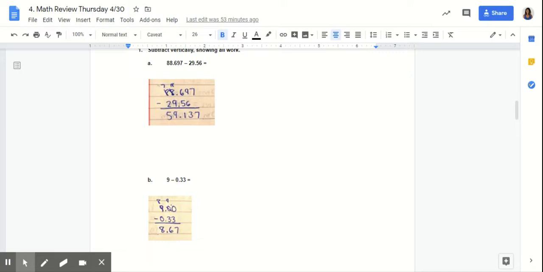Okay, for part B, again, I am always lining up my decimal point. As you can see, I have 9 minus, so this is a whole number. If I put a decimal point with 2 zeros, that is still the same value as having 9. So that's what you guys should do to help you subtract all the way through. So go ahead and pause the video and check your work.